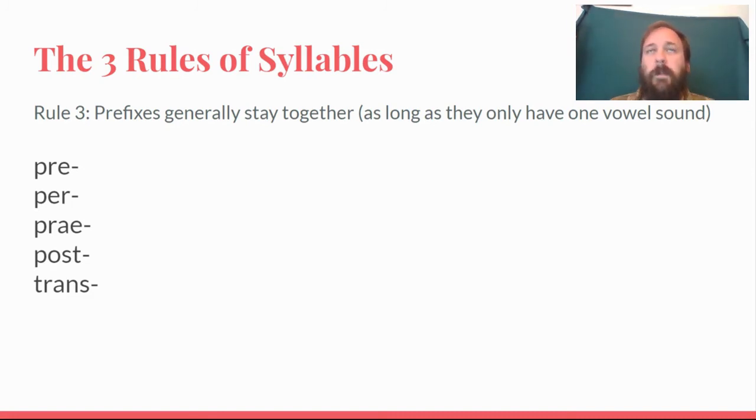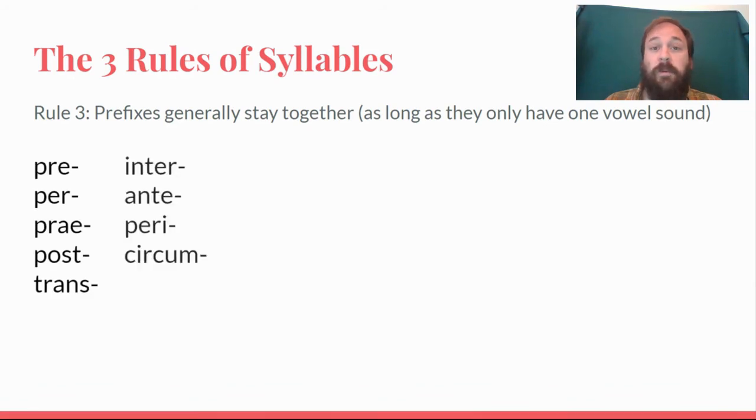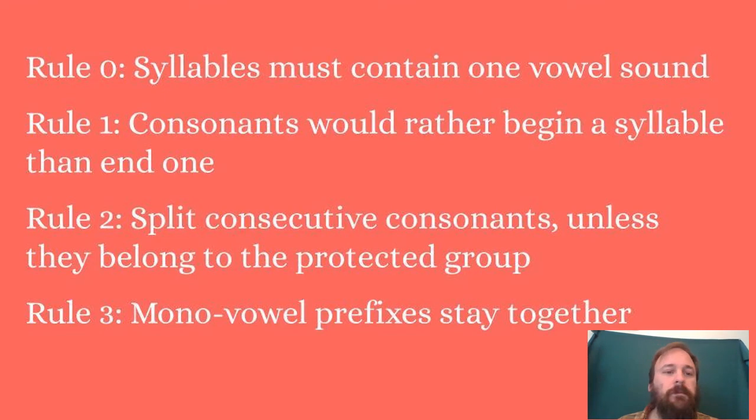There are some prefixes that don't work for this. Those are the ones with more than one vowel. Things like inter, anti, peri, and circum. You can't keep those together. They have more than one vowel sound, and that violates rule number 1. So those go away.